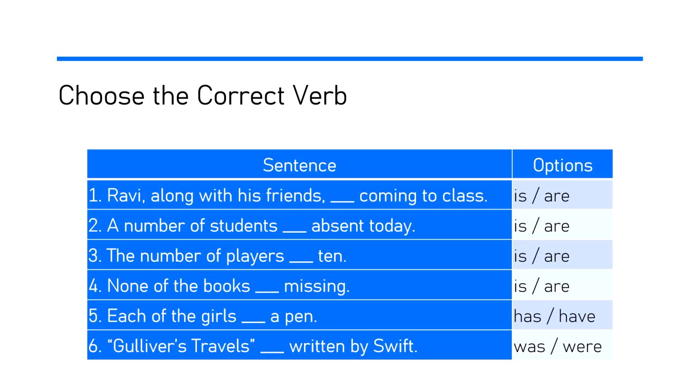And finally, Gulliver's Travels, dash written by Swift. Even though the title looks plural, it is one single book. So we say was written, not were. These are some of the most common exam traps. So pause, look for the subject and choose your verb accordingly. You will never go wrong if you apply the rules step by step.